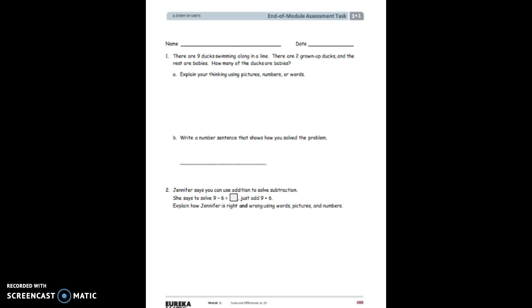Letter B. Write a number sentence that shows how you solved the problem. Number 2.